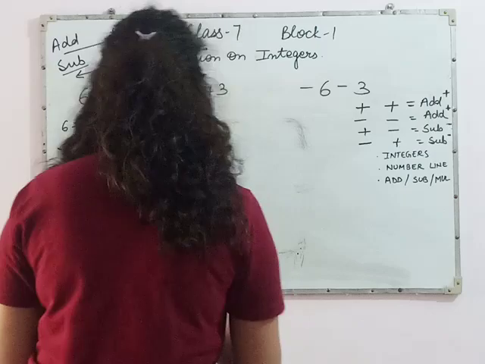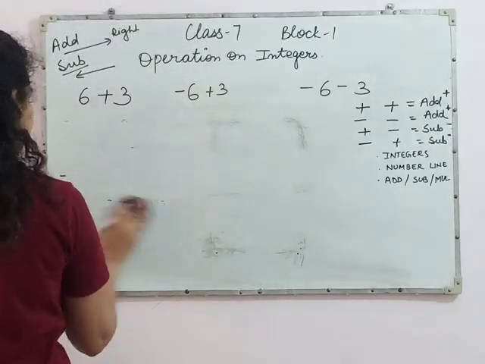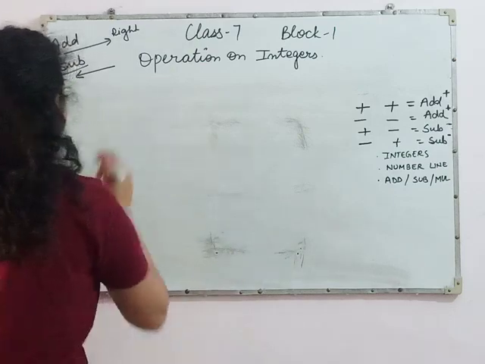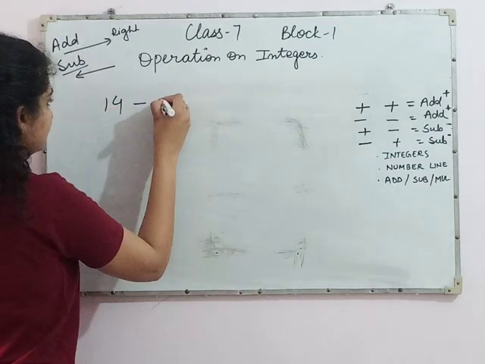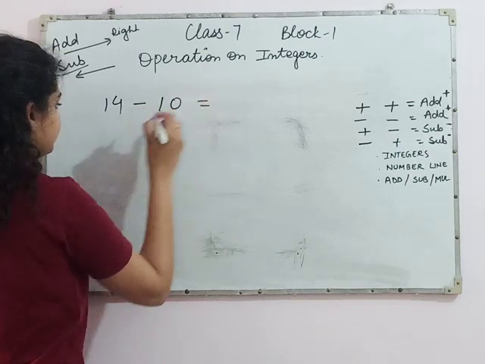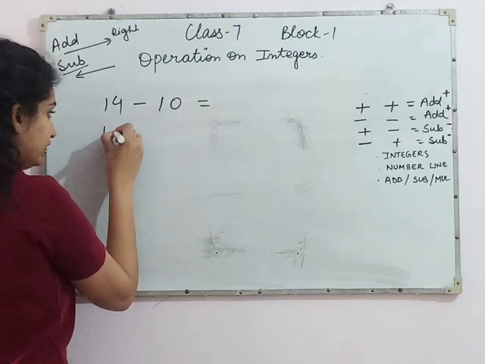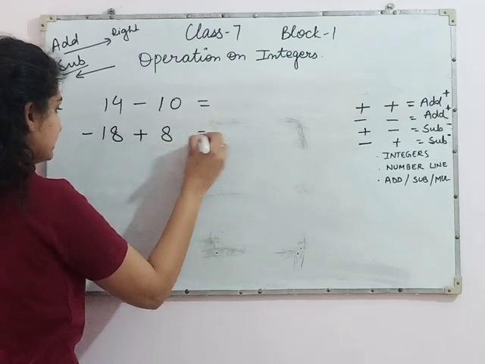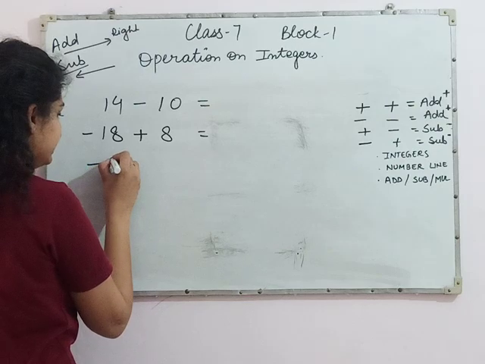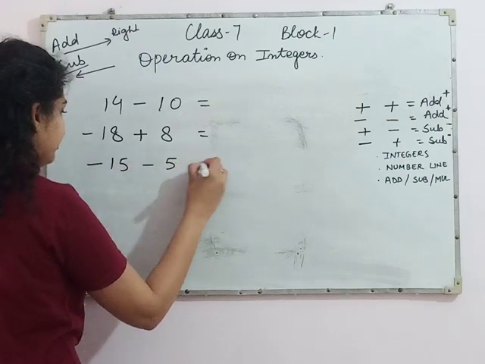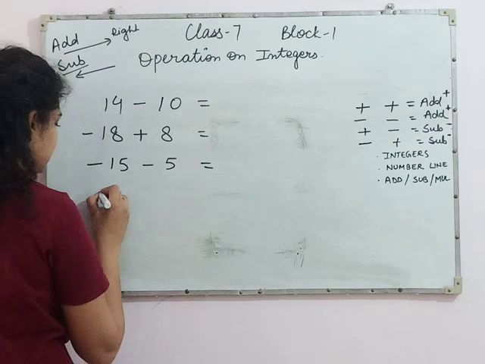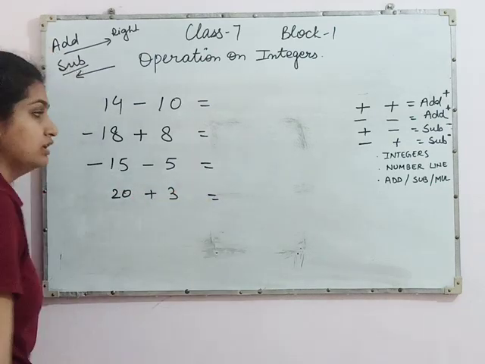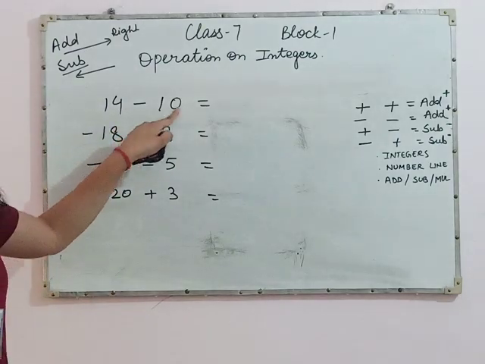Take some more examples. 14 minus 10. 18 minus 18 plus 8. Minus 15 minus 5. 20 plus 3.